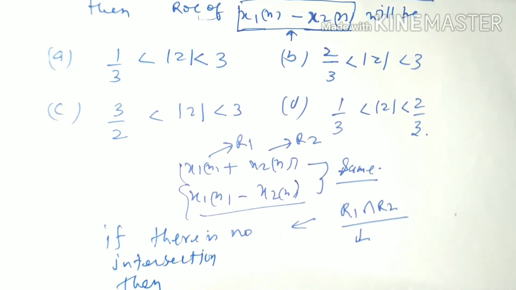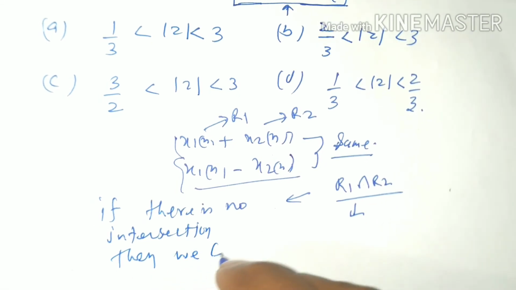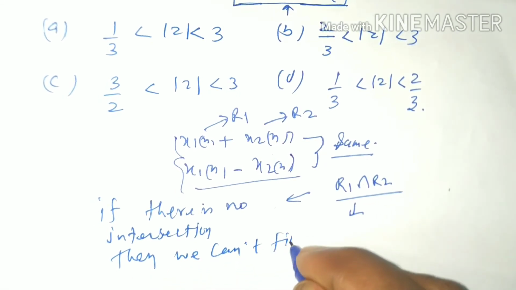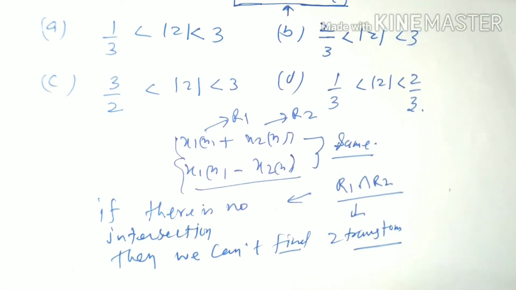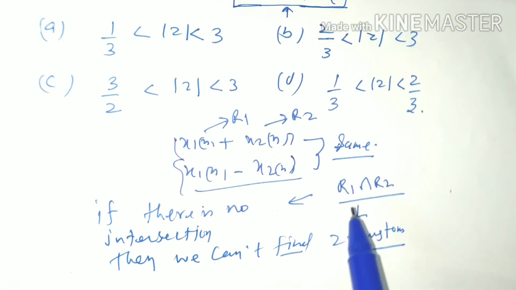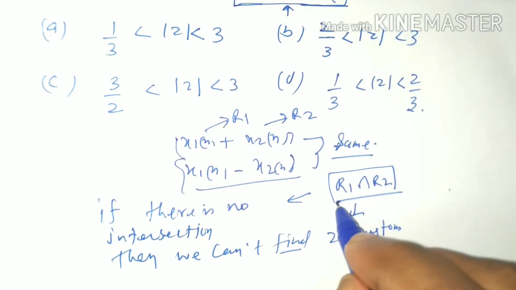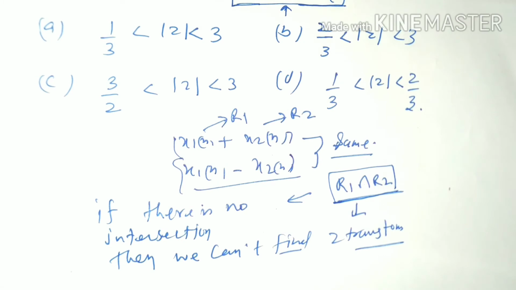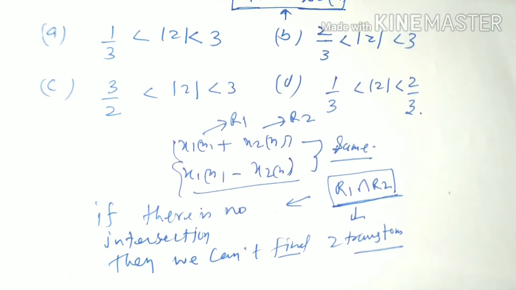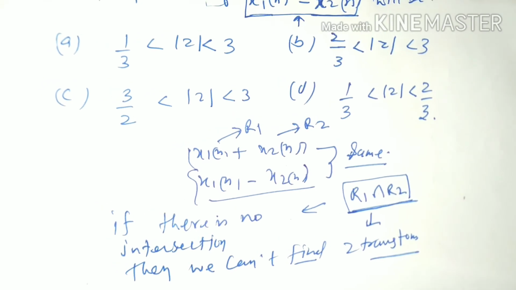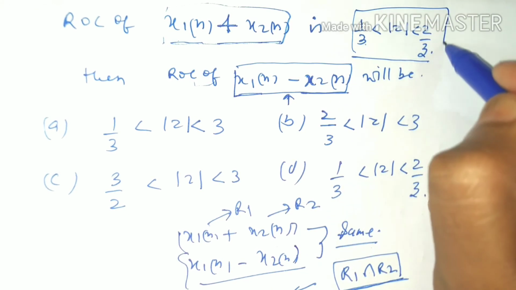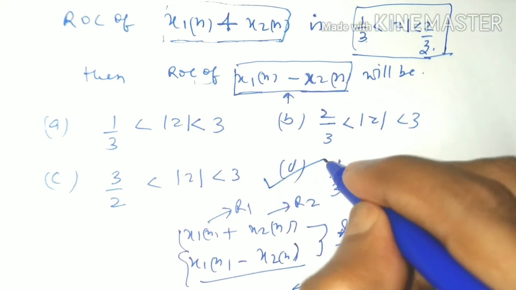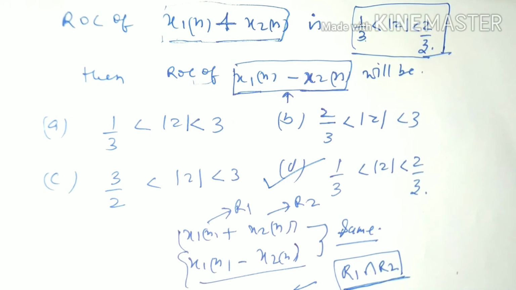then we cannot find the Z transform. So the ROC must be the intersection between two signals, two different ROCs. If we don't find any intersection, then its Z transform cannot be found. So its ROC also will be the same as the previous additive signal. So this one is the correct answer.